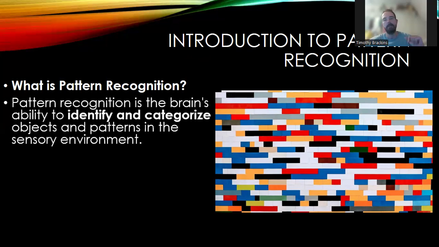So let's introduce pattern recognition. What is pattern recognition? Well, it is our brain's ability to identify and categorize objects and patterns within our environment. We talked about sensory information, that's all the stimuli that we're being bombarded with all the time, and our brain is constantly trying to make sense out of it by finding patterns within it.